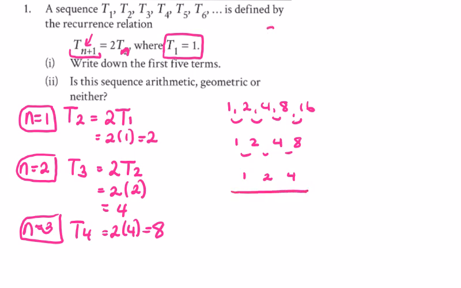So here we have first term a is equal to 1, and my ratio is equal to 2. We're multiplying by 2 each time, so we have a geometric sequence here. That was question 1.